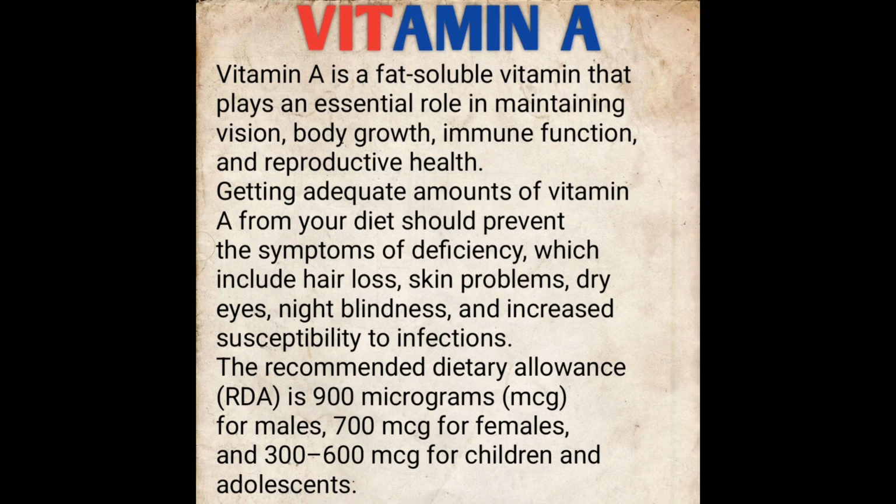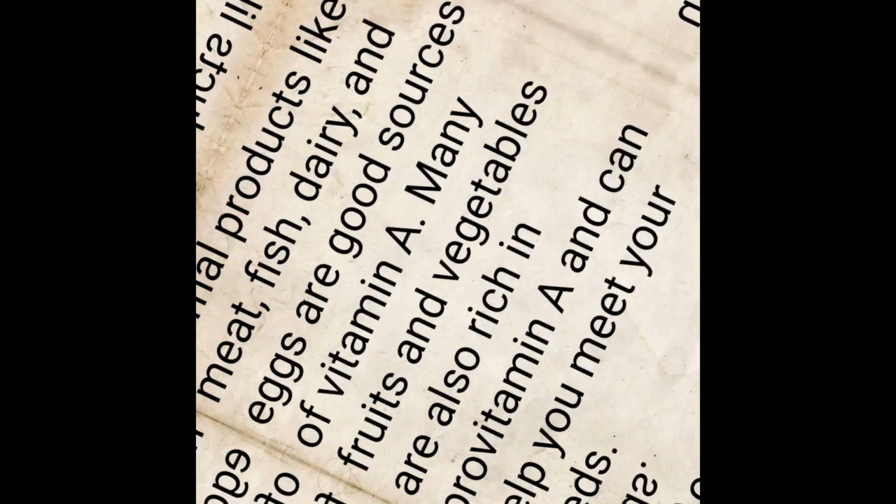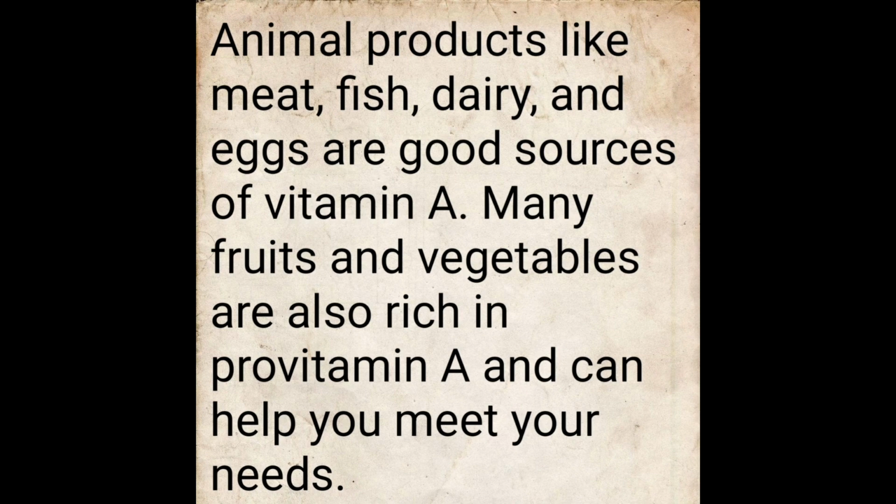Vitamin A, let's talk about it. It's a fat-soluble vitamin that plays an essential role in maintaining vision, body growth, immune function, and reproductive health. So getting an adequate supply of this will prevent blindness, especially in children, and these are the recommended doses for use. Animal products like meat, fish, dairy, and eggs are good sources of vitamin A. Many fruits and vegetables are also rich in vitamin A and can help you meet your needs. The vegetable sources have no fat, so that suits you if you are watching your fat.